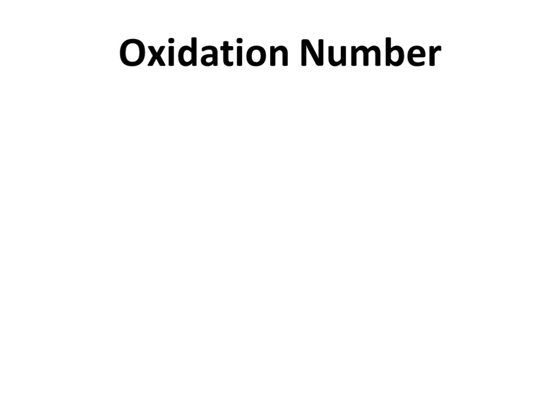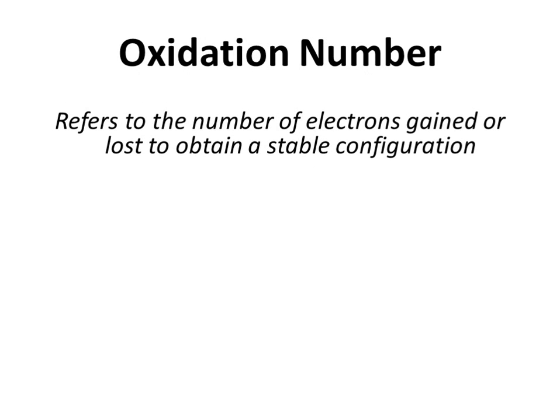When we look at writing chemical formulas for particular compounds, one of the things that we need to look at is the oxidation number for the elements that are involved. The oxidation number is a number that refers to how many electrons are either going to be gained or lost in order for your atom to obtain a stable configuration. Because that's really what drives why certain atoms react with one another and why they react in the proportions that they do.